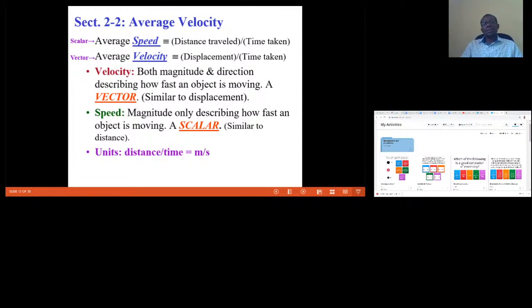Okay, so assume that you are going somewhere. Maybe you are moving from your room, here on campus, from your hostel to the lecture theater. So you are walking, right? Let us assume, of course, there should be some distance between your hostel and the lecture theater.